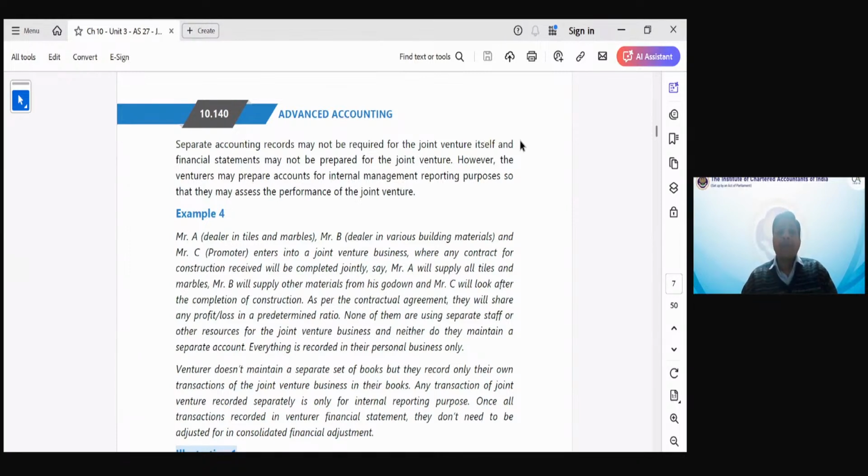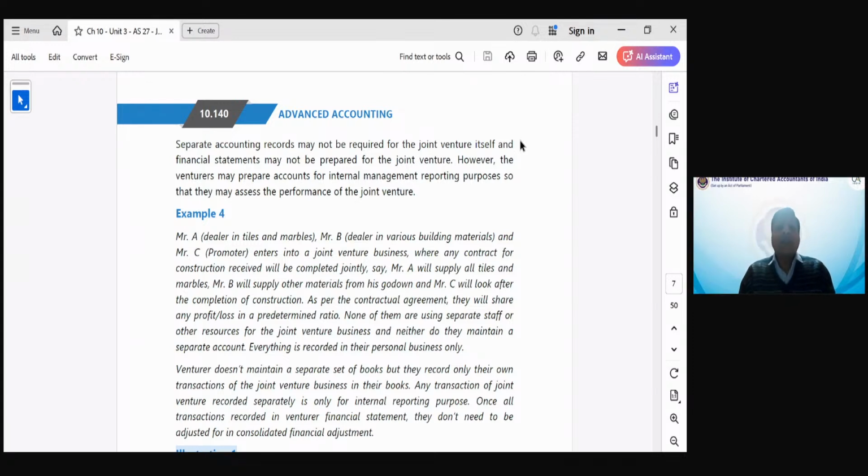Mr. A is a dealer in tiles and marbles. Mr. B is a dealer in various building material. And Mr. C is the promoter. So they enter into a JV business. In this case, please understand, we are already told that they are entering into a JV business. So what does it mean? That the conditions for JV are fulfilled. Understood? So we have a JV to look at.